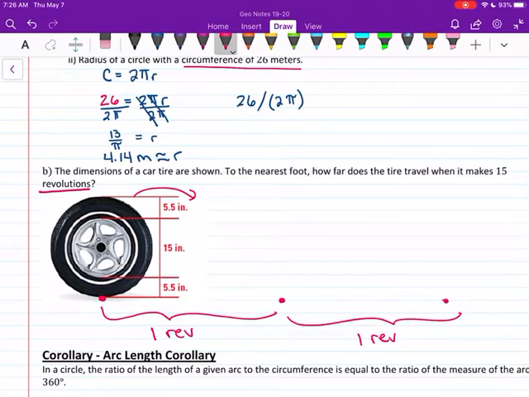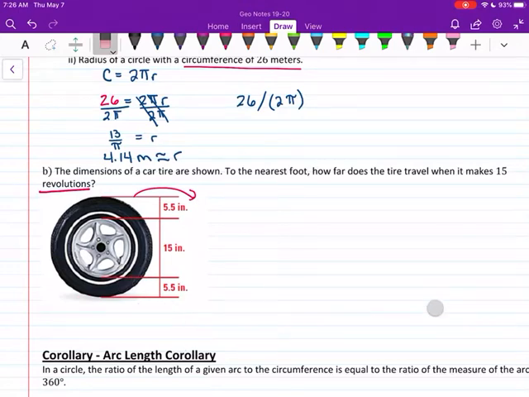A revolution is essentially one circumference, all the way around the tire, okay? So it's basically asking me how many are 15 circumferences. Let's look at the information they give me. So one revolution, let's write that down so we remember. If you want to put that in your notes, one revolution equals one circumference.